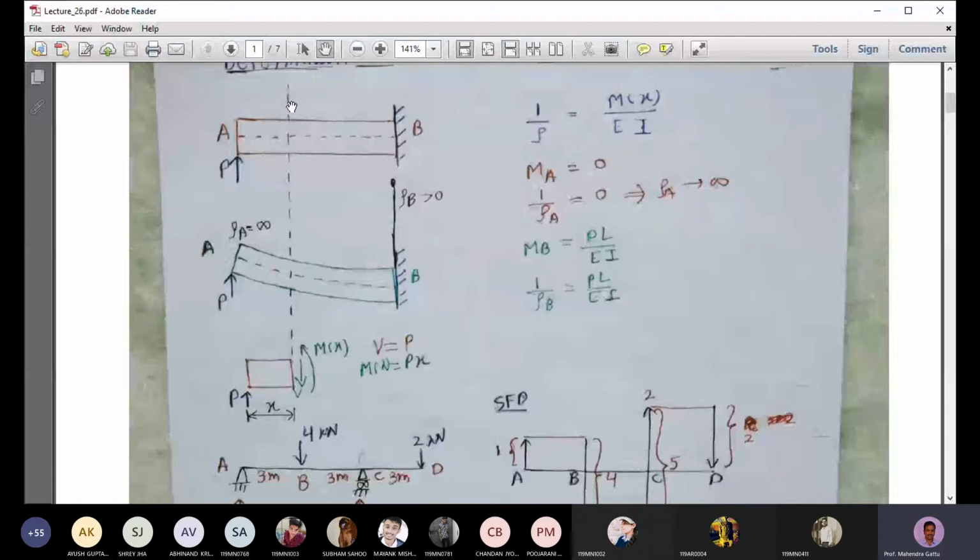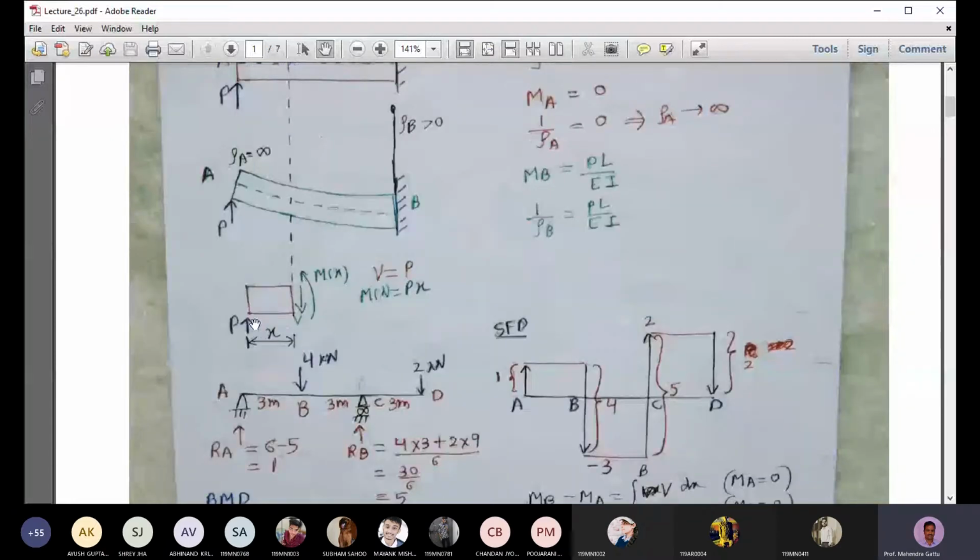Suppose you take a section here and draw the free body diagram for the left portion. We have the force P, and the internal shear force V and internal moment M of x. This is the positive sign convention, so V is down here and M of x is in the clockwise direction on the right surface. By applying force equilibrium in the y direction we get V equal to P, and we get M of x equal to P times x. So M of x is 0 at A, and as you move towards B it keeps increasing and reaches a value of PL.